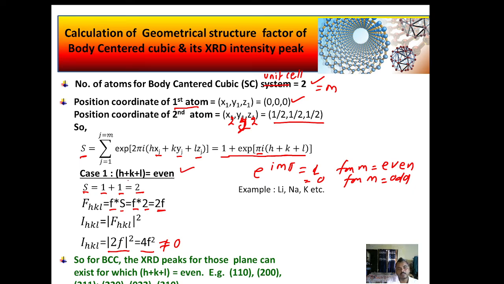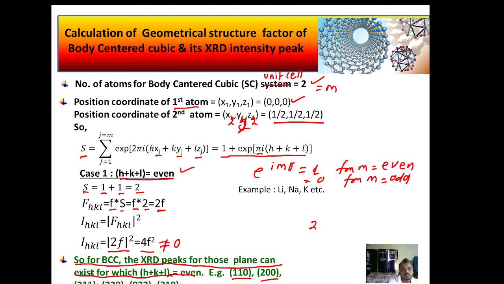That means for h plus k plus l equal to even, we will have a non-zero value of the XRD peak, and that means those peaks can exist. So that has been mentioned here. For BCC, the XRD peaks for those planes can exist for which h plus k plus l is equal to even. I have taken some examples. One is 1 1 0. Now h is 1 here, k is 1 and l is 0, so you add them, it is giving us 2. So this can give us a peak. Similarly, 2 0 0, their addition is also an even number, so this can also give us the XRD peak.